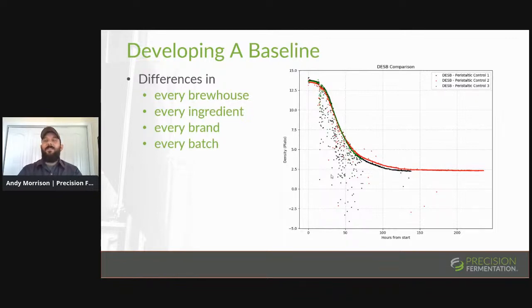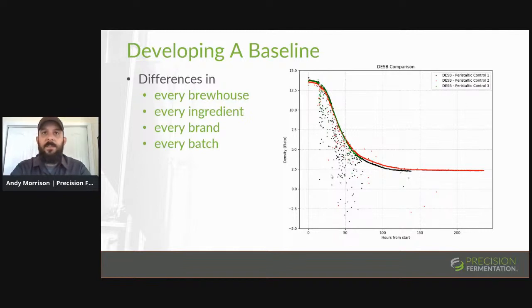So why is all of this data important, right? And why do we take it at such a high frequency rate? Well, the idea here is that you're going to be able to use this data to develop a sort of baseline, or you'll hear me talk about benchmarking. And benchmarking is really important when tracking a dynamic process such as fermentation, right?